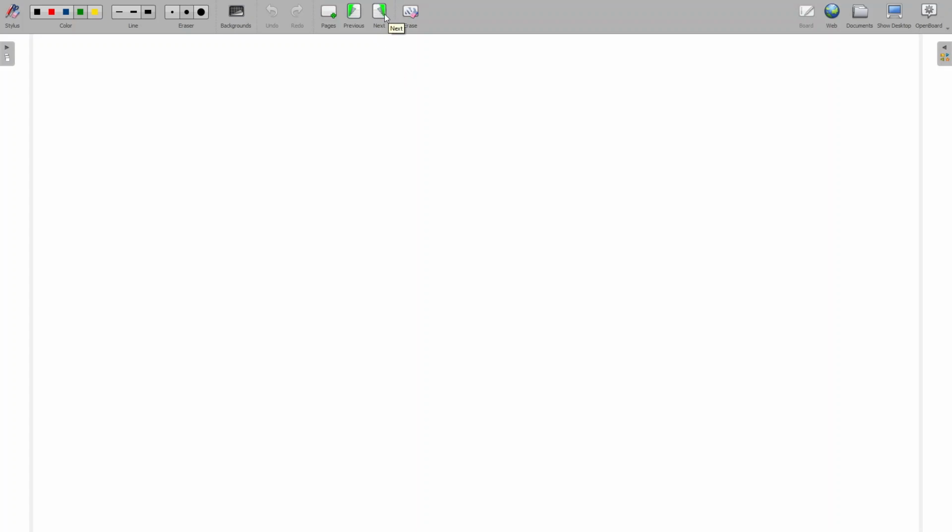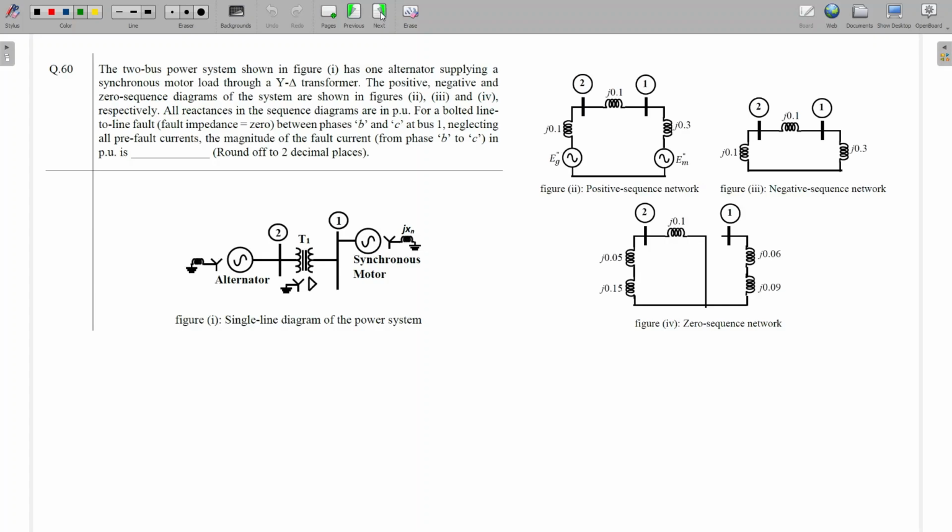See, I am going to solve a 2 marks question. You will see how much less time it will take. It is looking like a very big question. This is a fault analysis question. So first I will tell you the basics of what we have to consider while solving a fault analysis question. The main thing is the pre-fault condition. Here it is written that pre-fault current magnitudes are neglected.